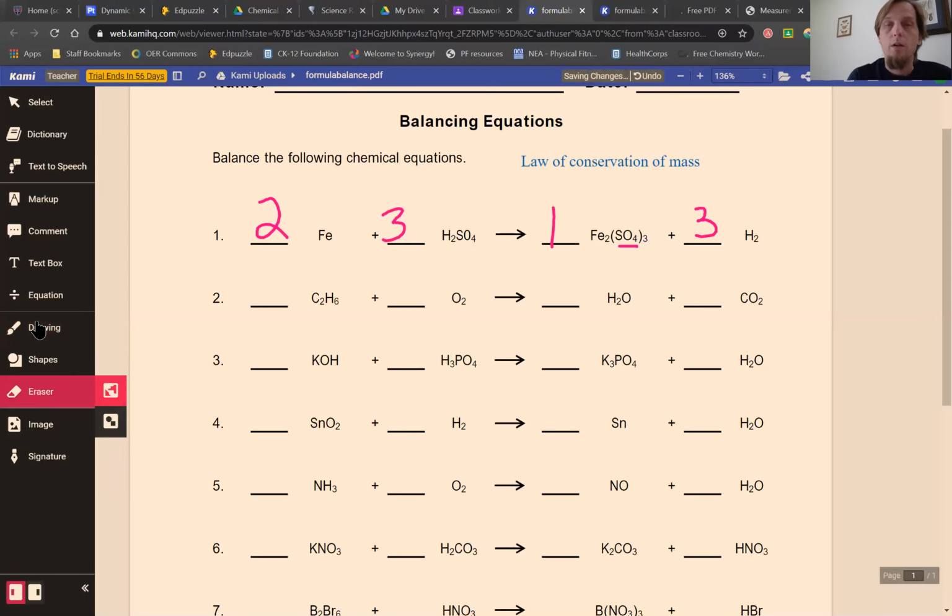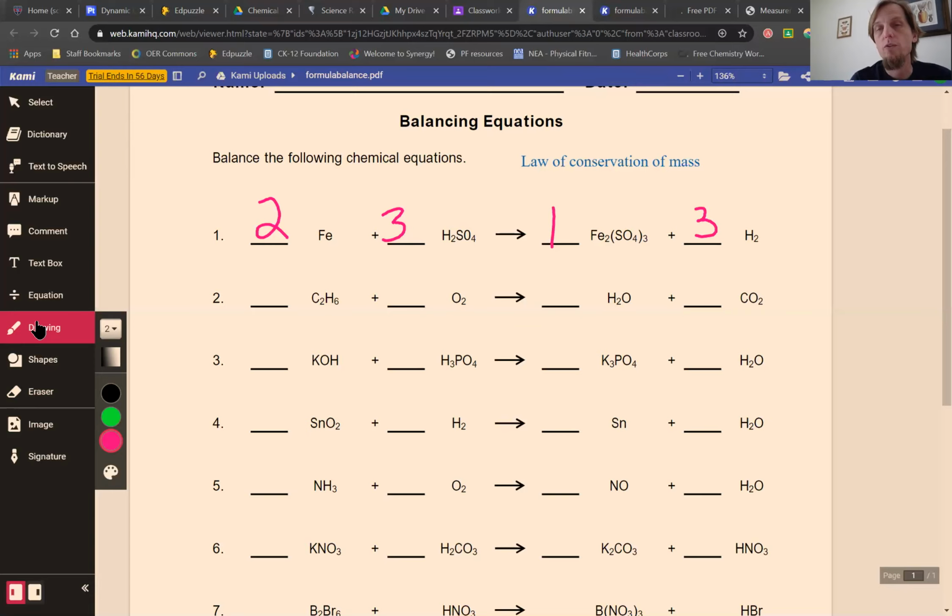Okay. And as I want to go back through again, 2 iron. I see over here 1 molecule of iron sulfide, so that's 2 iron for that, so that's balanced. 3 times 2 hydrogen is 6 hydrogen, and over here I have 6 hydrogen. I have 3 SO4s in this molecule, and over here I have 3 SO4s in this molecule. So number 1 is done.